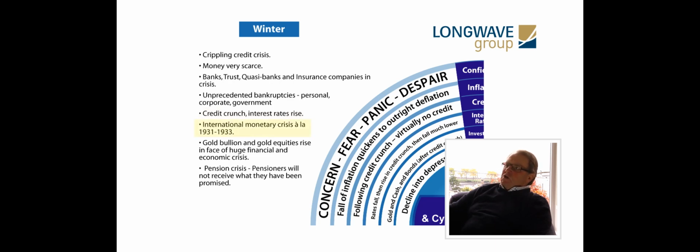And you have an international monetary crisis similar to the crisis that occurred between 1931 and 1933, when the entire world monetary system collapsed. And again, we're seeing that collapse beginning initially in Europe, and thereafter it's going to spread throughout the world. And gold bullion and gold equities rise in the face of huge financial and economic crisis. And you'll have a pension crisis. Pensioners will not receive what they've been promised.